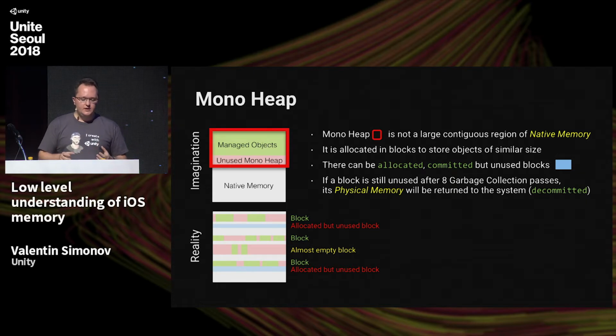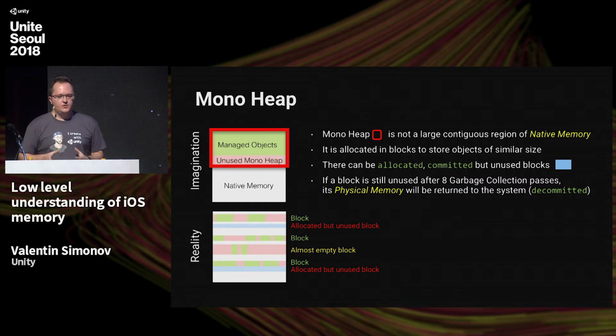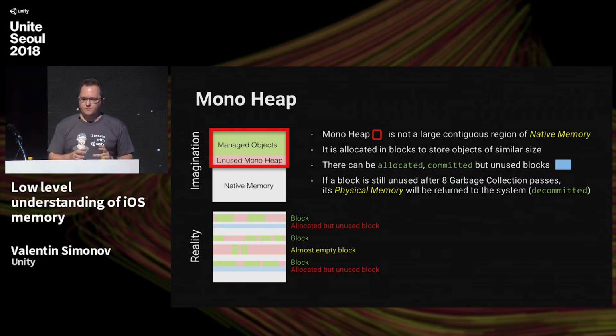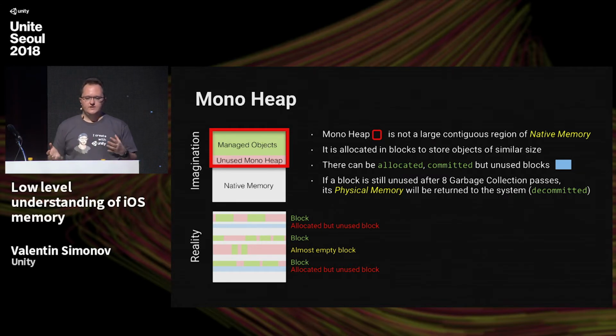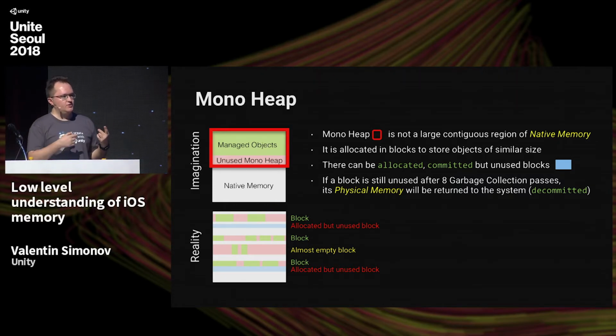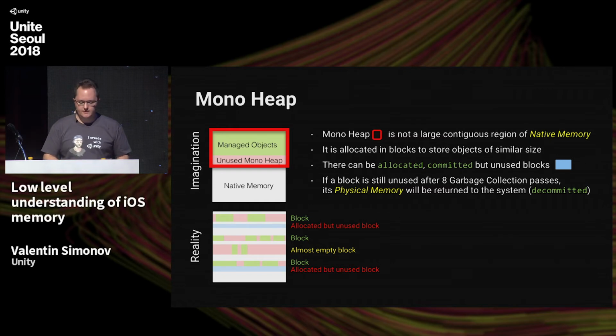A block can be allocated, committed, as you remember the terms, but not used. That means that the block still uses physical memory, but it's not a part of the mono heap which you can use. If after several garbage collection passes there are still blocks which are allocated but not used, they are returned back to the system, or decommitted, thus freeing physical memory. For iOS, the specific number is 8. So if you call GC collect 8 times, we'll see that.